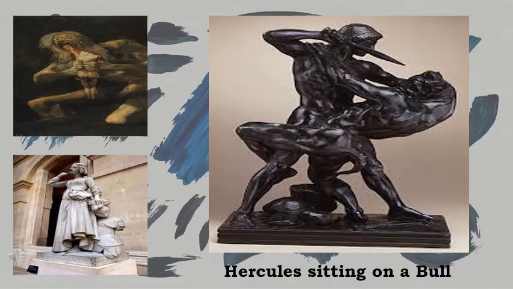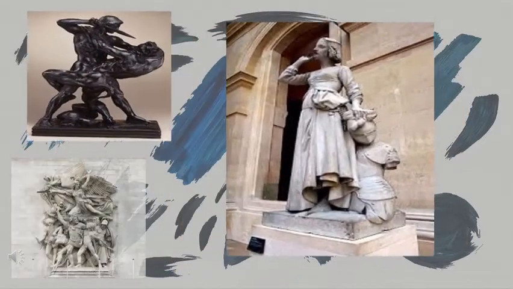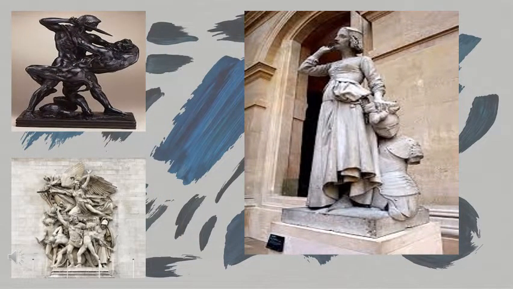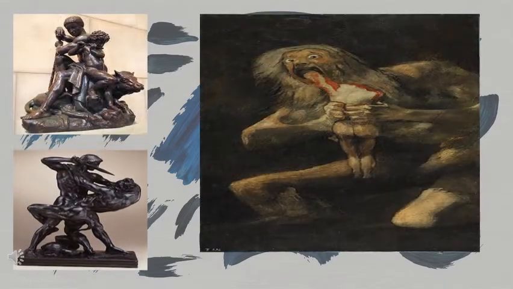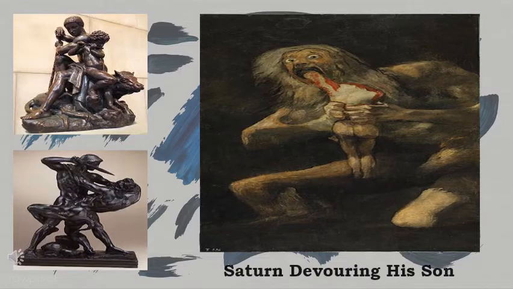Hercules sitting on a bull. What is the title of this artwork? In 5, 4, 3, 2, 1. Time is up. If your answer is Jeanne d'Arc, very good. 4. Identify this artwork. In 5, 4, 3, 2, 1. Time is up. The title of this artwork is Saturn Devouring His Son.